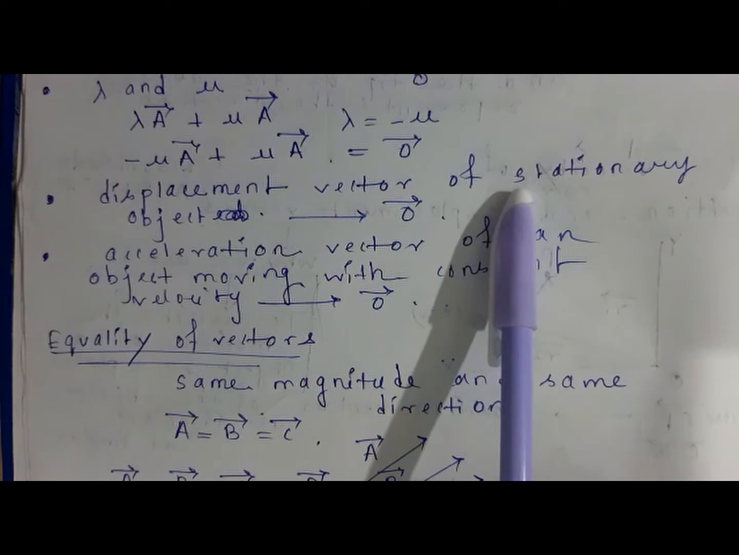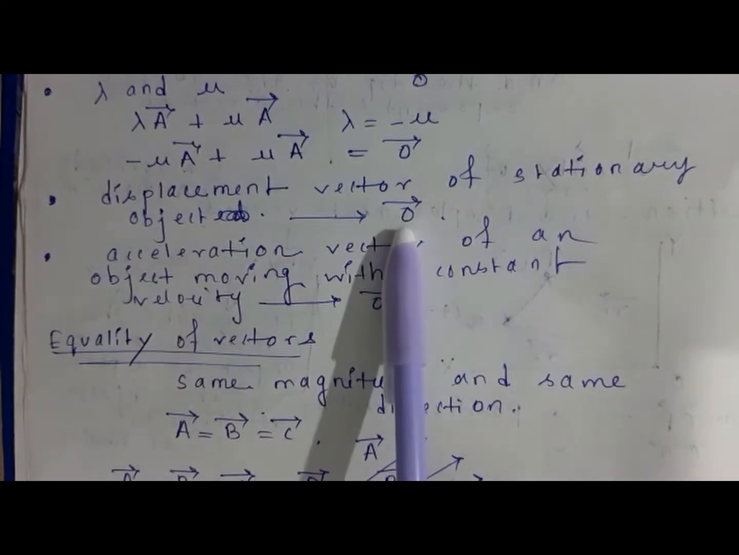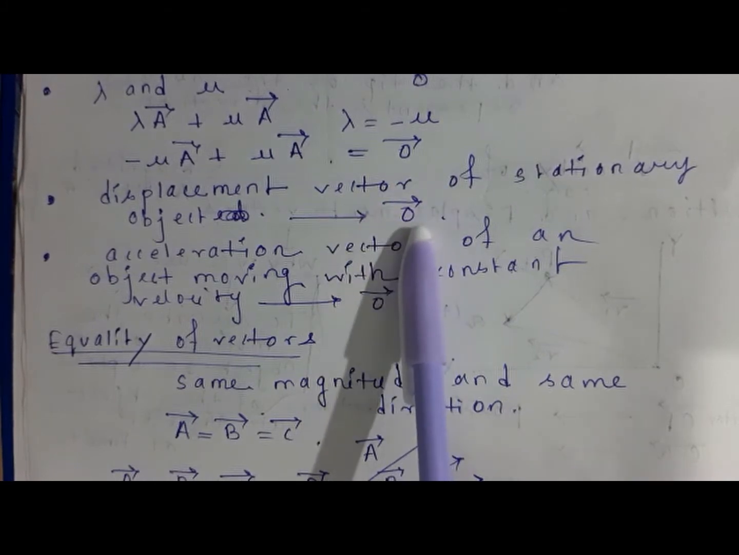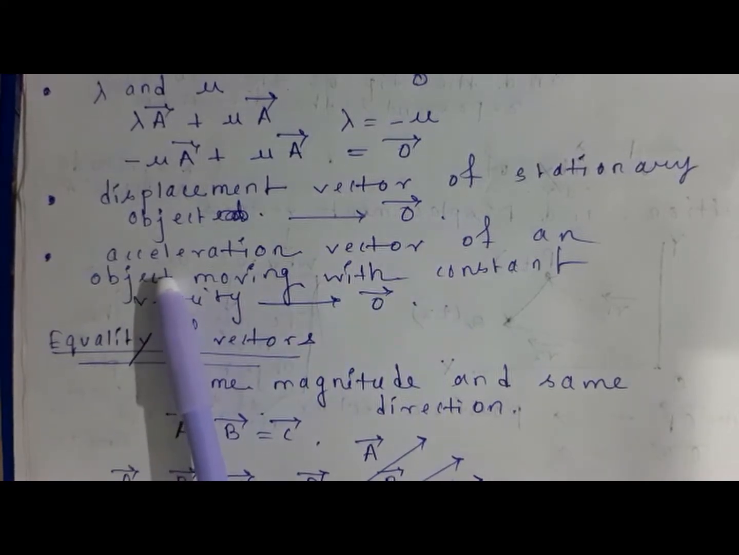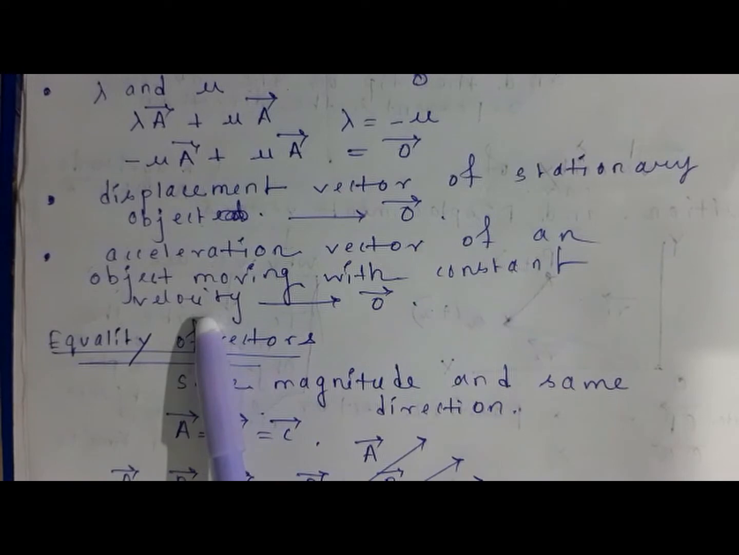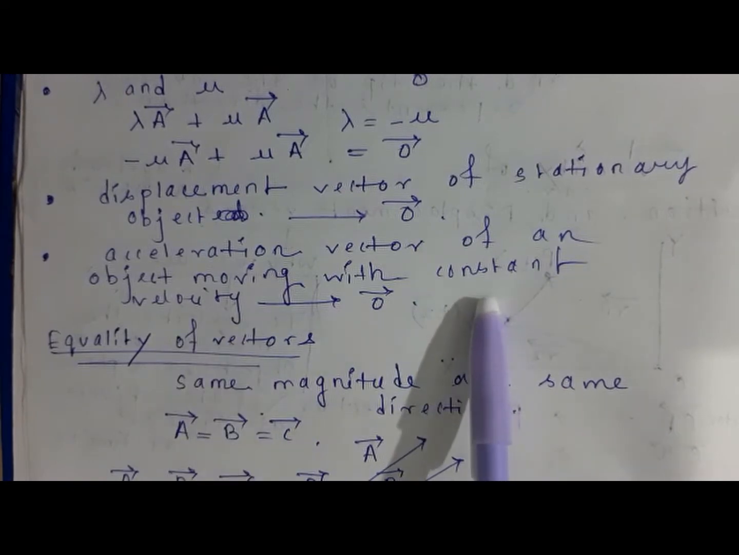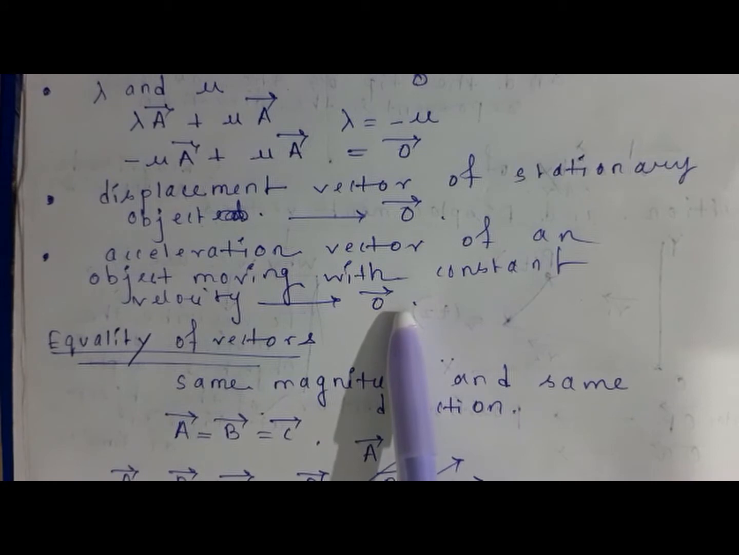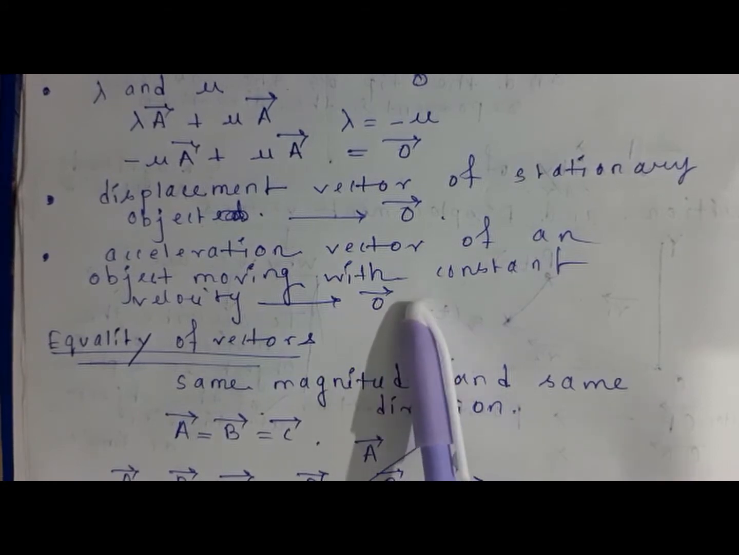Now, the displacement vector of a stationary object is the 0 vector. Any stationary object, if you want to say what is the displacement vector of that, you can say it is a 0 vector. Acceleration vector of an object moving with constant velocity: if an object is moving with constant velocity, there is no change in velocity, then you can say that the acceleration vector for that object is the 0 vector.